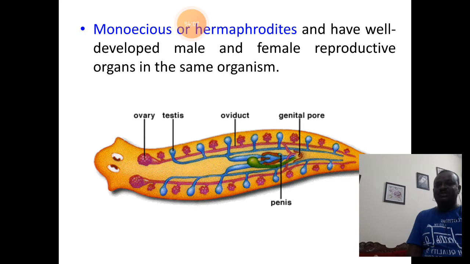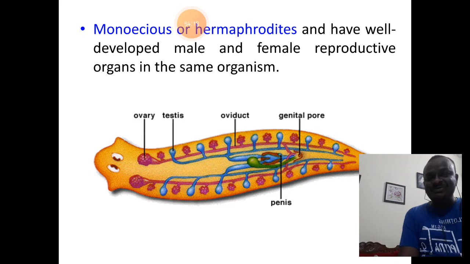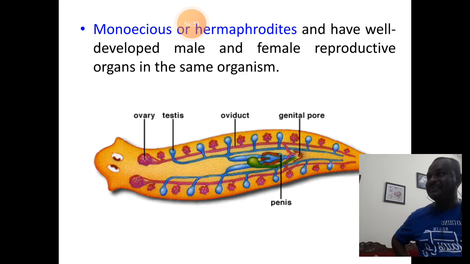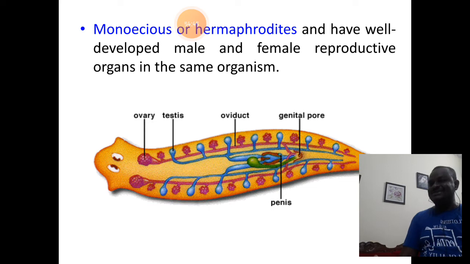Then coming on to the reproductive system, this is again a special feature related to flatworms. Students, remember, the organisms of flatworms are said to be monoecious or hermaphrodites. Mono means single, ecio refers to home. So a single organism possesses both the male and female reproductive organs, or gonads. Such organisms are also called bisexual organisms or hermaphrodites. Hermaphrodites refers to organisms whose body possesses both male and female reproductive gonads.